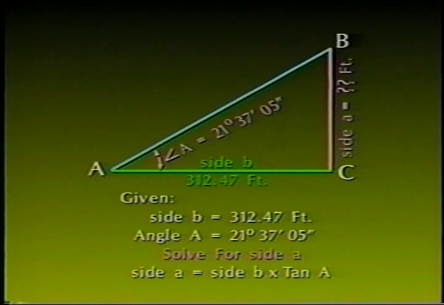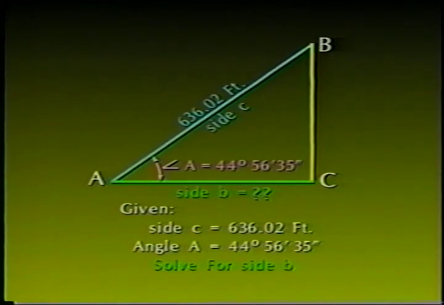312.47, side B, times 0.396293, tangent A, equals 123.83 feet. Is this the same thing that you came up with? Let's do one more solution before leaving this topic.